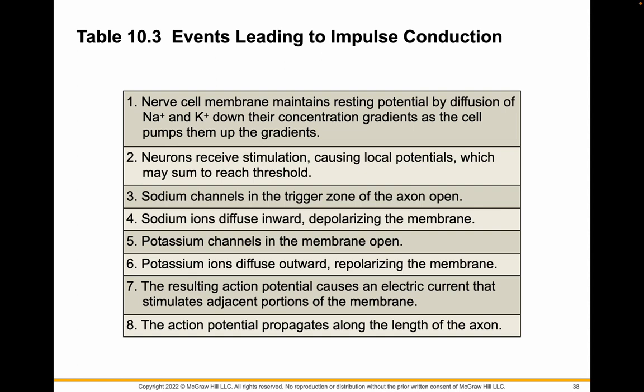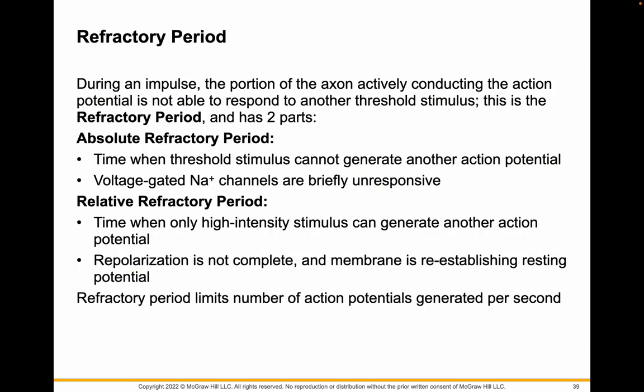This is a great table for you to look at and read through to understand how this works. During an impulse, the portion of the axon that's actively conducting the action potential isn't able to respond to another stimulus because it's in this moment of reacting. It's like you can't scream again if you're already screaming.